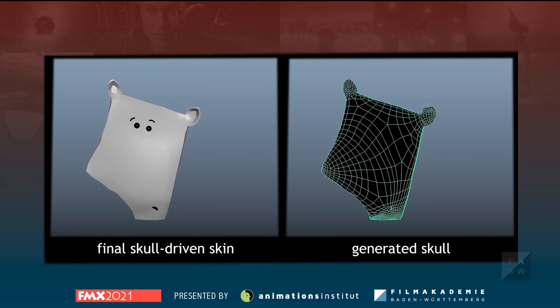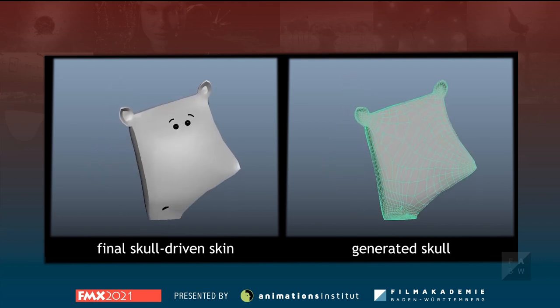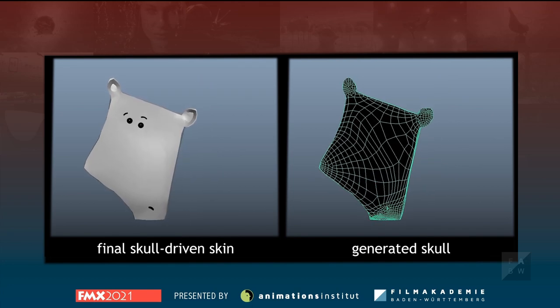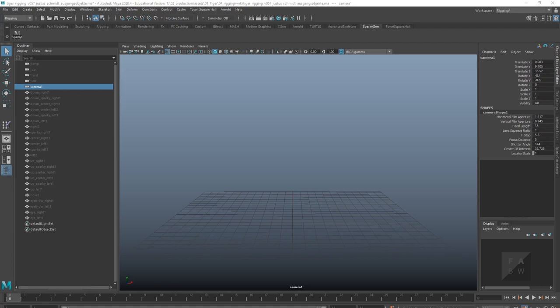Here you can see the skull on the right and the final driven skin with the eyes attached on the left. And my auto rigger will be used in the upcoming diploma project, which makes working on it extra cool since I'm working on real characters and I get direct help and advice from animators. And now I'm going to give you a quick demonstration on how far I've come so far by showing you my prototype. So here we are in Maya.